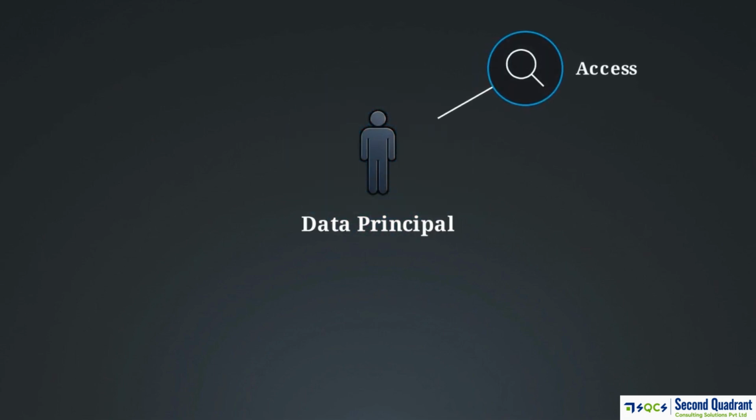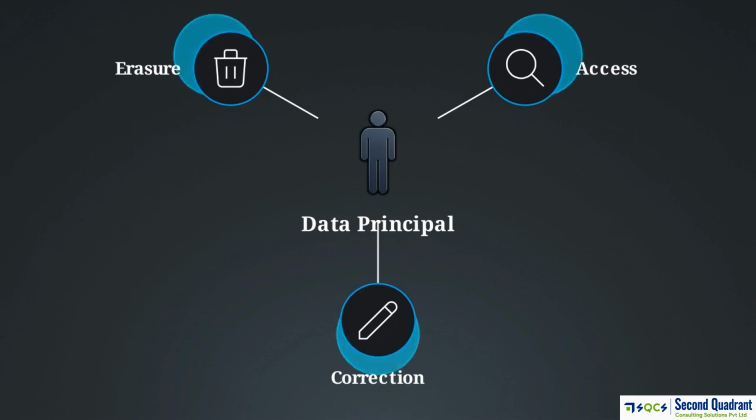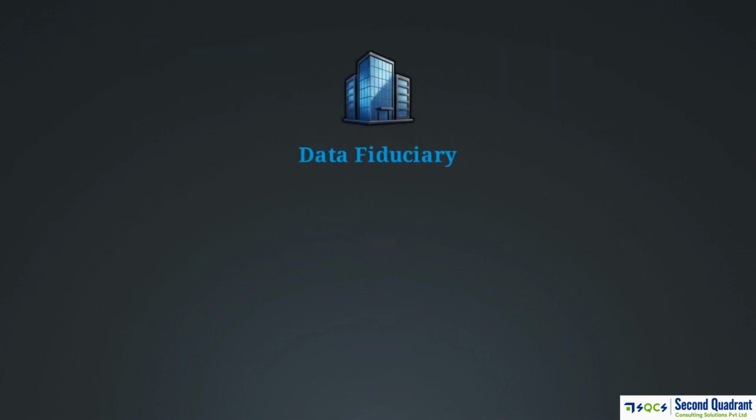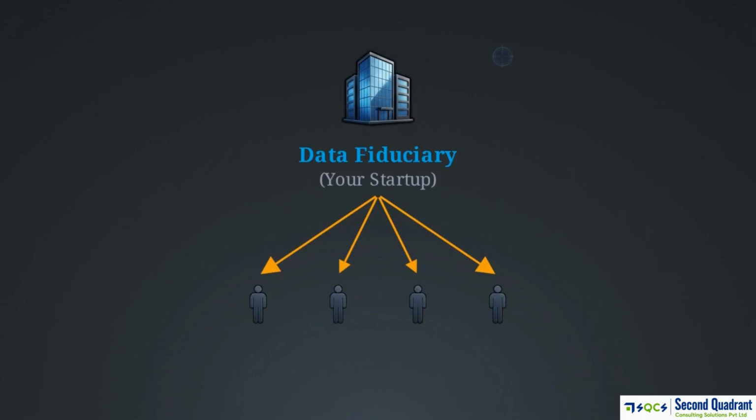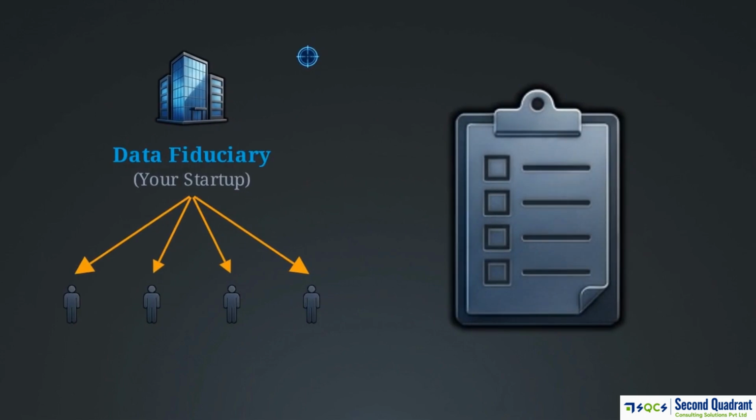The data principal is an active participant in your database. The law grants them the right to access, correct, and erase their information. Your development team must build the actual interface tools to execute those requests. The entity deciding exactly why data is collected and how it is used is the Data Fiduciary. This is your startup. By determining the purpose, you hold the primary legal obligation, directly responsible for valid consent, cryptographic security, and reporting any breach.